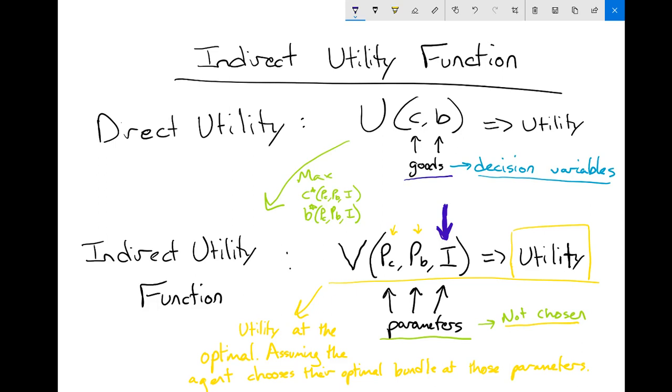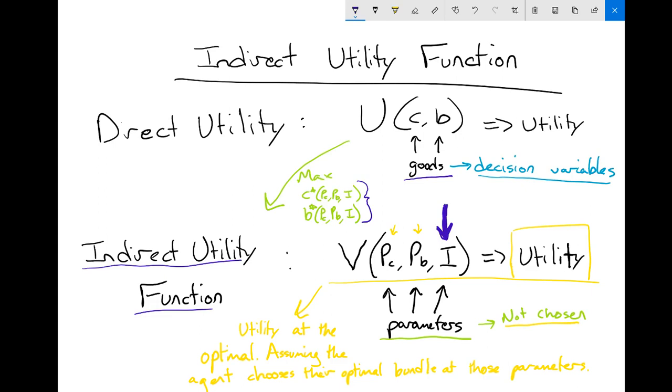We find the optimal choice of coffee and bagels as functions of the parameters, including income. We plug it in. Now we have the utility function as a function of the parameters. Now we can change income. We can look at what is the effect of a change in income on utility. So this indirect utility function is a very powerful policy analysis tool. We'll use it later in the course. Okay, so that's a little bit of an overview here. Let's take it into a little bit more detail and demonstrate what we mean.